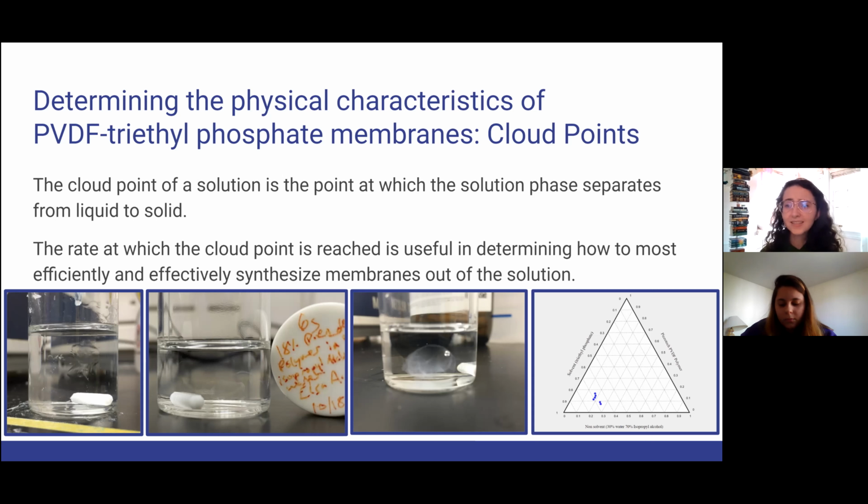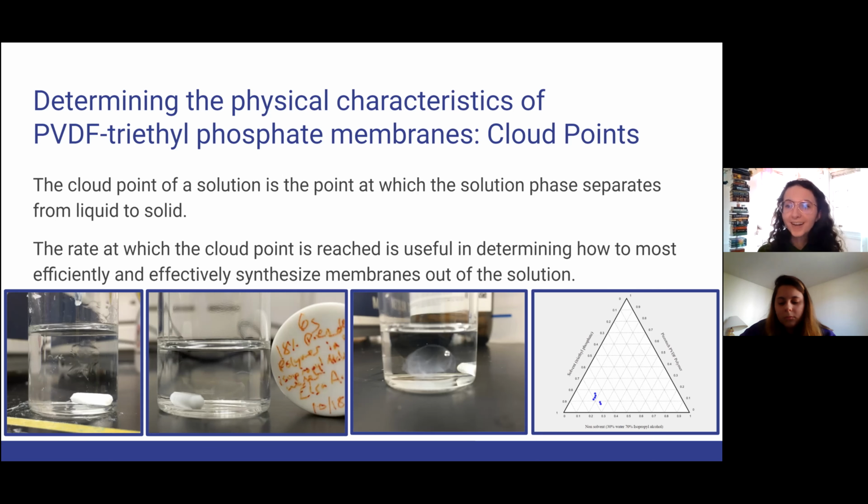This cloudiness indicates that my solution has phase separated. So a significant enough portion of the solution has bonded with the water and isopropyl alcohol that it has become partly a solid. Since membranes are a form of plastics and therefore solid, that's exactly what I wanted to see. I wanted to determine whether pure water, pure isopropyl alcohol, or a mix of both would most quickly and effectively plasticize my solutions. Ultimately, I determined that a 30% water and 70% isopropyl alcohol mixture was the most effective and efficient, and I was ready to formulate full membranes.